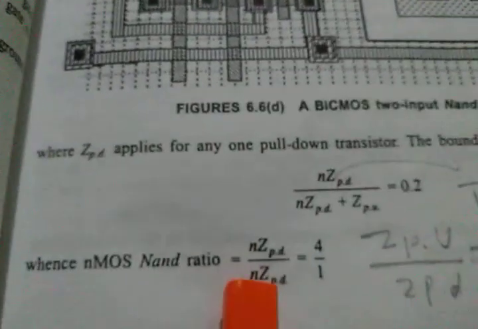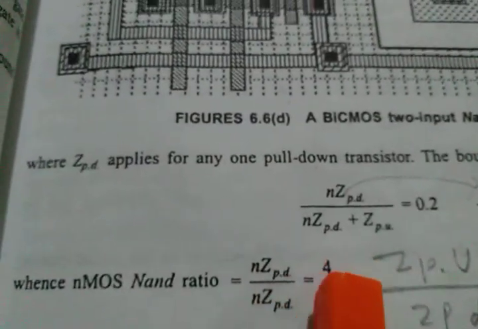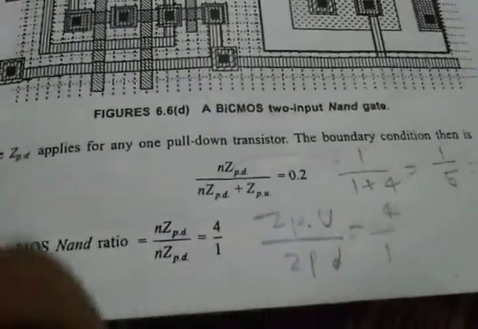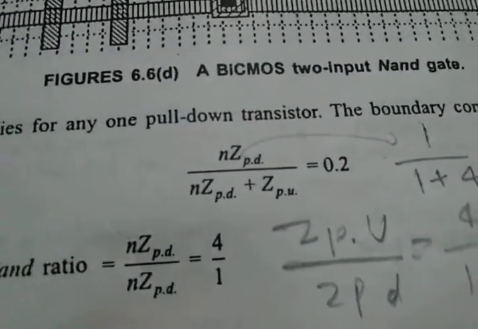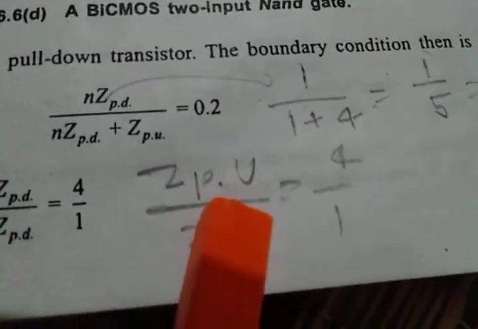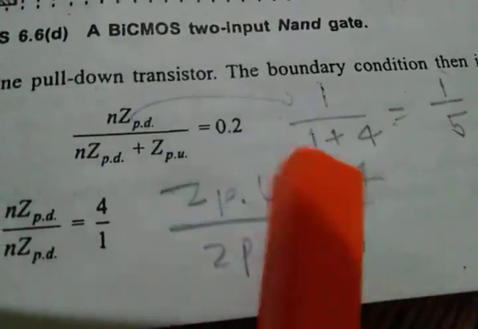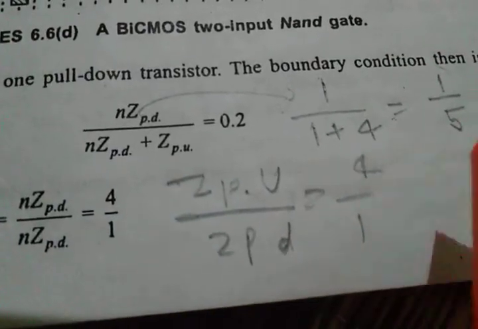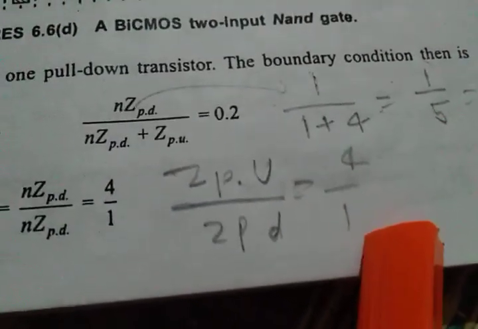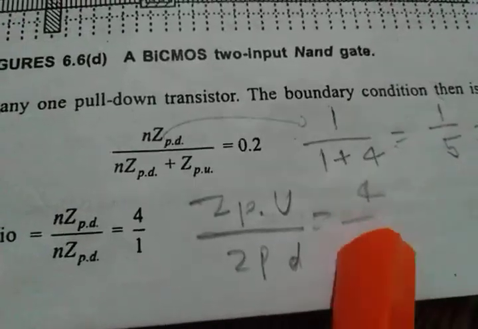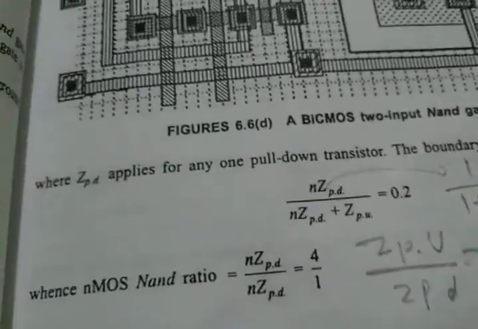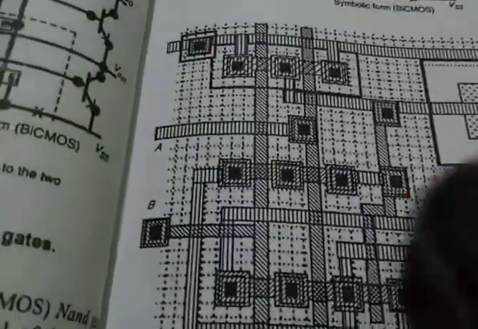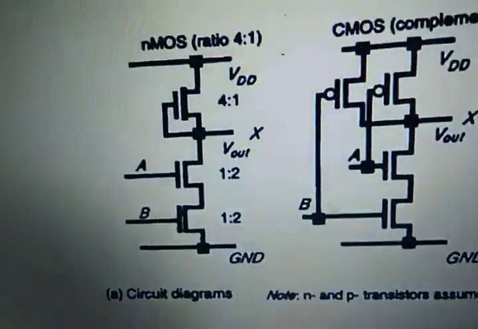The next, if you simplify, you will get ZPU divided by ZPD. Actually this is ZPU divided by ZPD, there is some mistake here. So 4 divided by 1. That's why we have taken 4:1. So that is what I explained here.